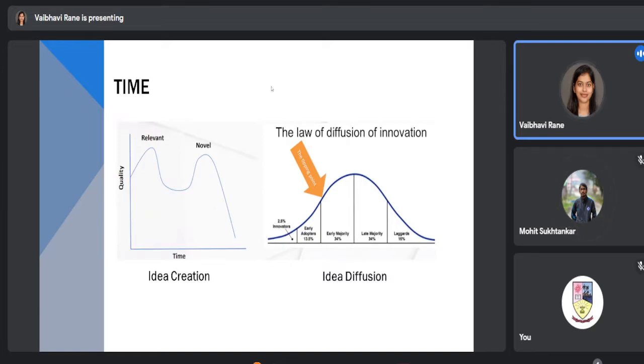Yes. Okay, thank you. So as I was saying, I was speaking about idea creation, the quality of your idea and your time. They need to be proportional. You must not hurry into your startup. So as you can see, the peak of novelty, that is where you must invest your time. That is where you must take the first step for your startup. However, that is the first practical step that you're supposed to take when it comes to legal formalities and everything.